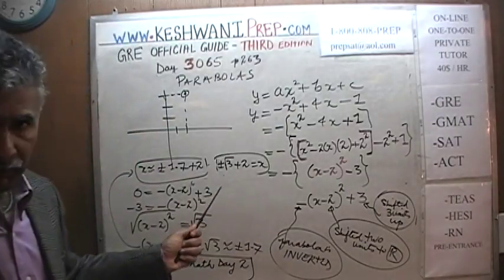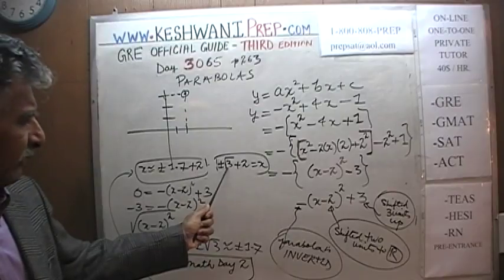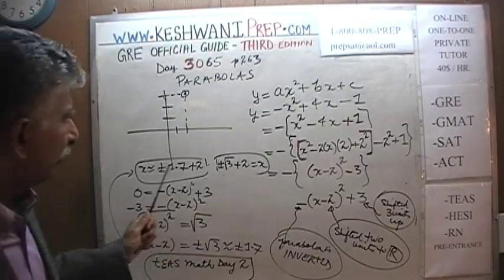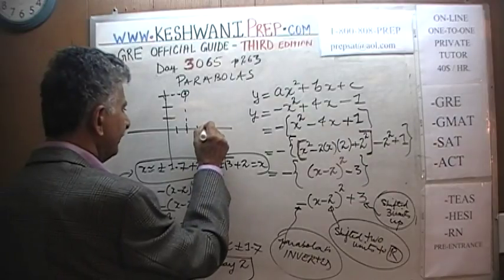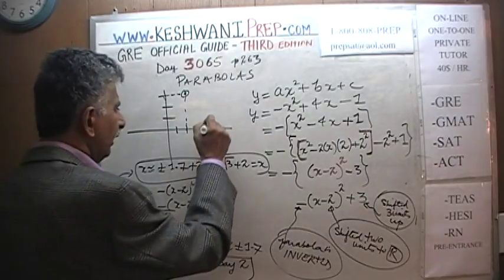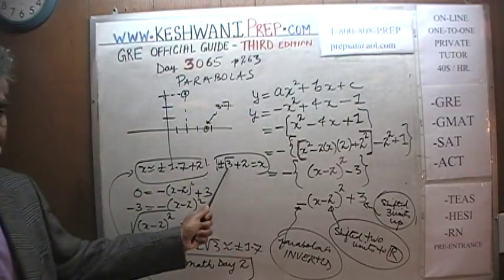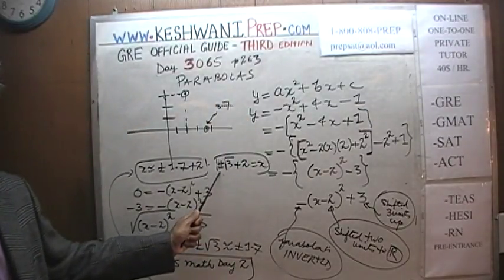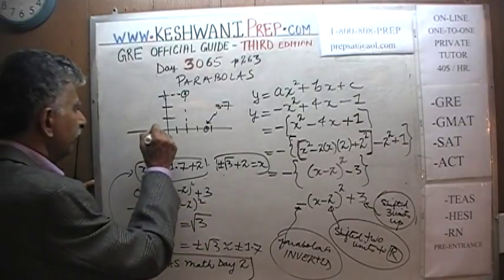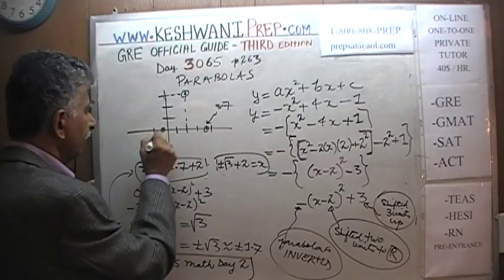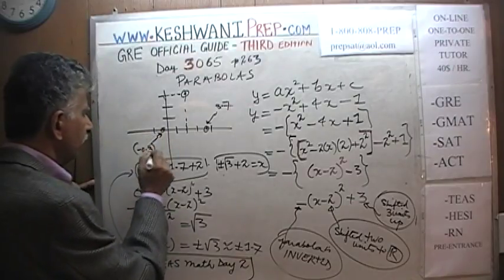When it's positive root 3, that's positive 1.7, and 1.7 plus 2 is going to be 3.7. So 1, 2, 3, somewhere here, approximately 3.7. And the other one, when it's negative root 3, is negative 1.7, and negative 1.7 plus positive 2 is going to be positive 0.3, somewhere here. Those are the two solutions.